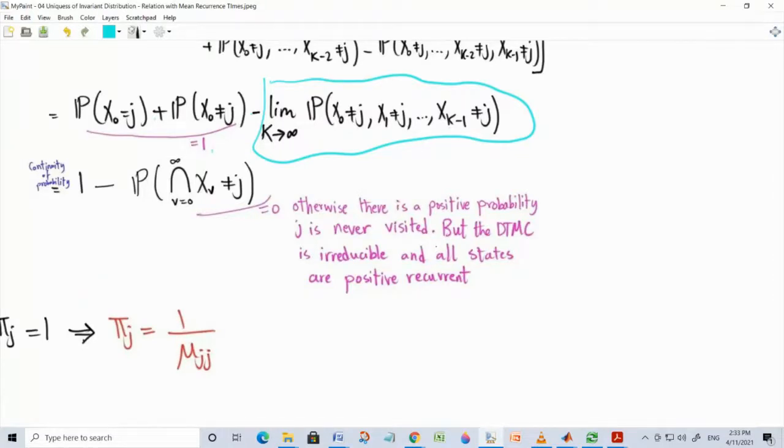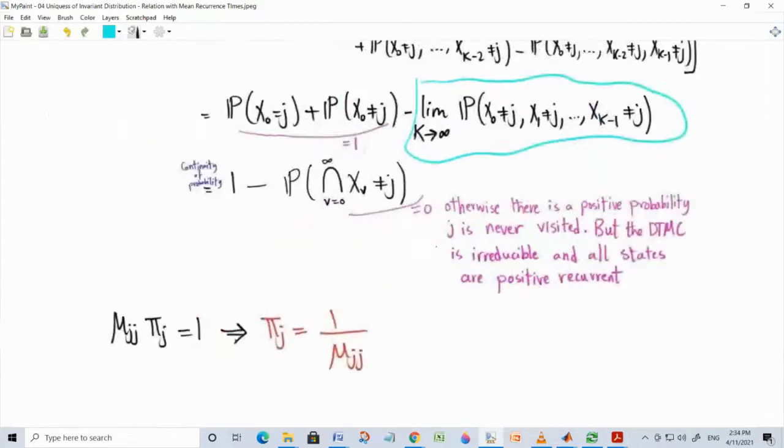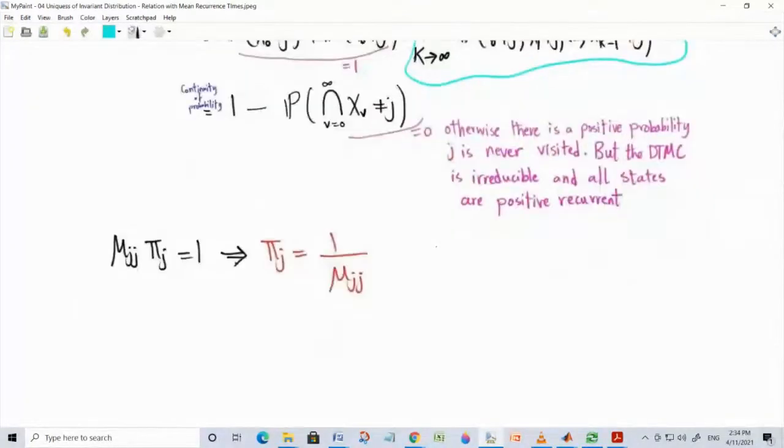But this does not make sense because we assumed that our chain is irreducible and every state can be reached from any other state. Okay, and so this right hand side is 1, and because the right hand side is 1, it must be the case that this product is equal to 1. So if you start with a stationary distribution, it must be the case that pi j is equal to 1 over mu jj. But mu jj is a fixed number for every state j. So there is a unique invariant distribution.